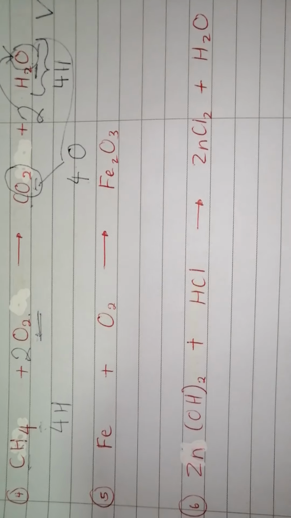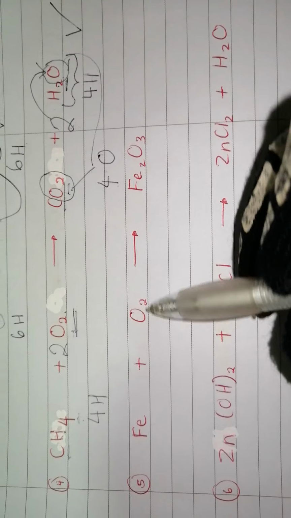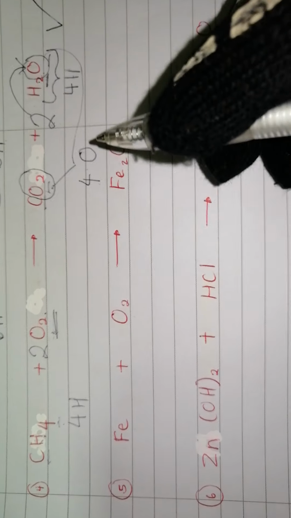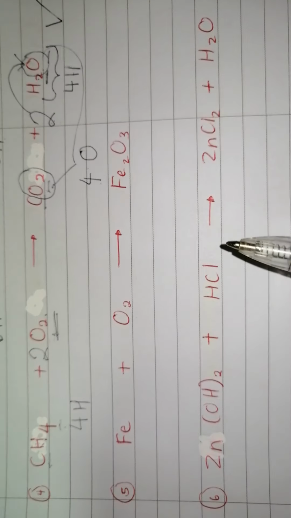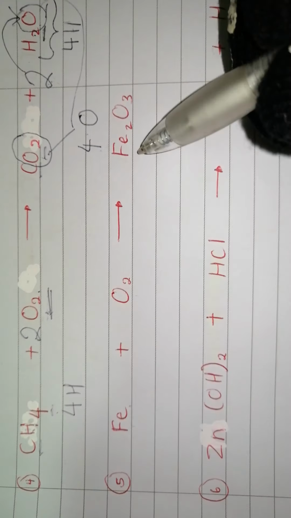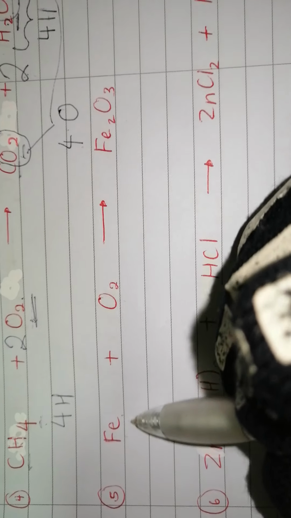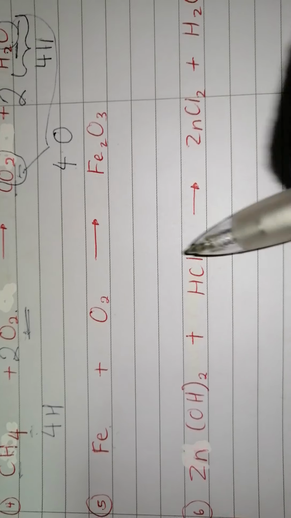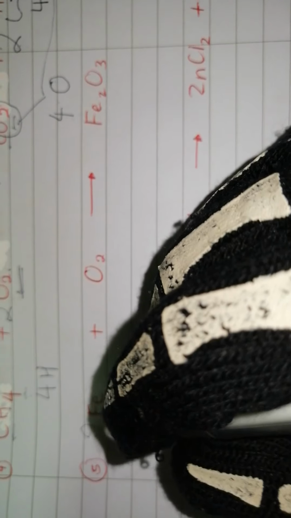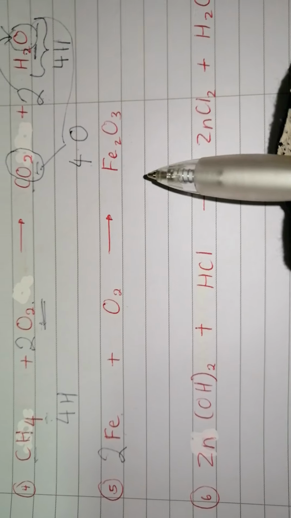Right, let's move on to the next one. This one here is a little bit different. Right, so you have iron plus oxygen giving you iron oxide. So remember, we're leaving oxygen for last and we're starting with iron first. So here we have 1 iron and here we have 2 irons. So that's simple. I just have to make this side also a 2 so it is equal to this side. So all I'm going to do is put a 2 in front of this iron. So now I have 2 irons here, 2 irons here.